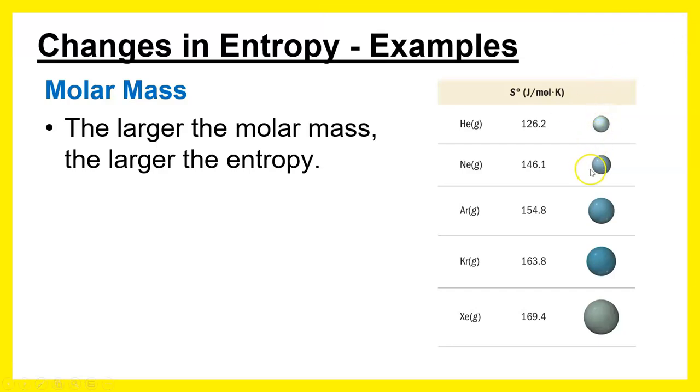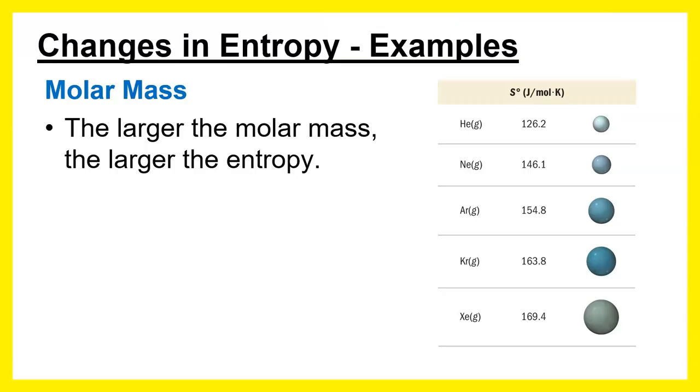If you look here, these are all single elements, right? All these noble gases, those are comparing apples to apples. Comparing argon and nitrogen monoxide is like comparing apples and oranges, right? That's not the same. So be careful with molar mass problems. The larger your molar mass, the larger the entropy.